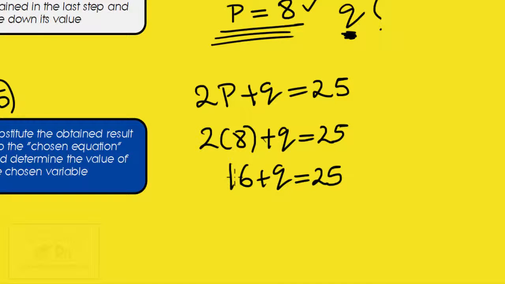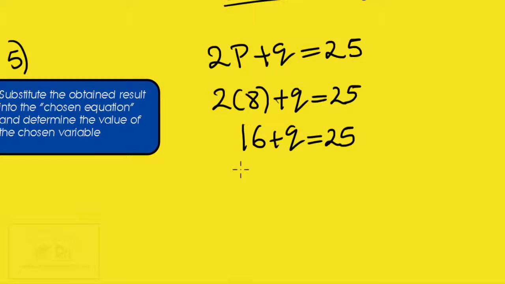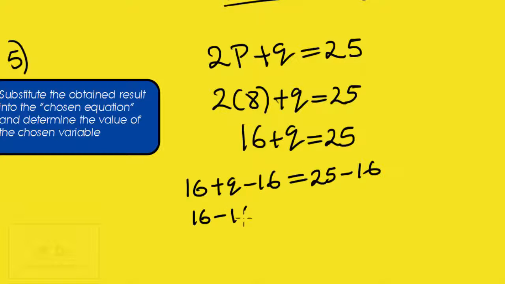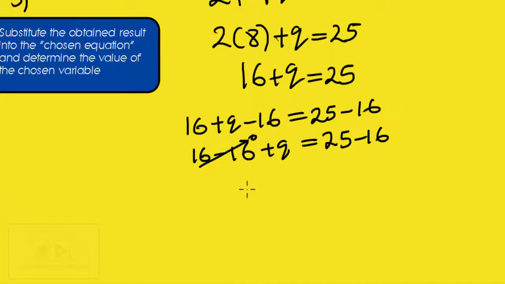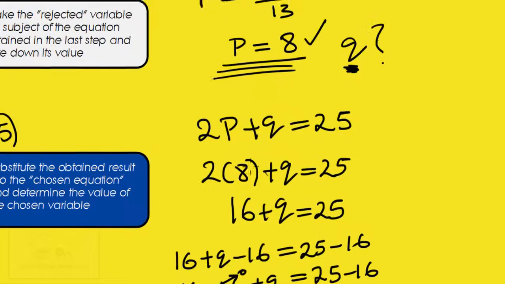So we can easily determine what q is by making q the subject of this formula. Subtracting 16 from both sides gets rid of the 16 as follows. Simple rearrangement, so we're just swapping the position of plus q and minus 16. Simplifying, 16 minus 16 is 0. We just have plus q, which is the same thing as q. 25 minus 16 is 9. So now we know that q is 9, and we already determined that p is 8.